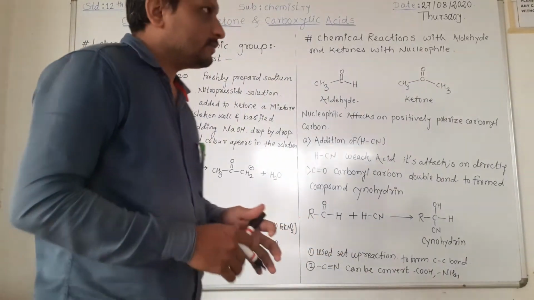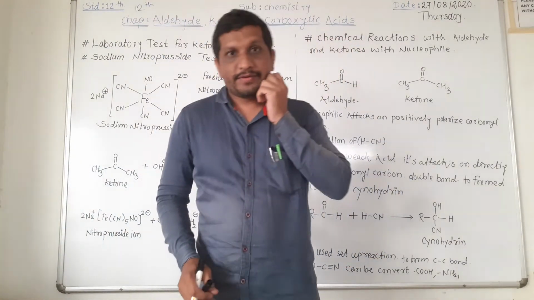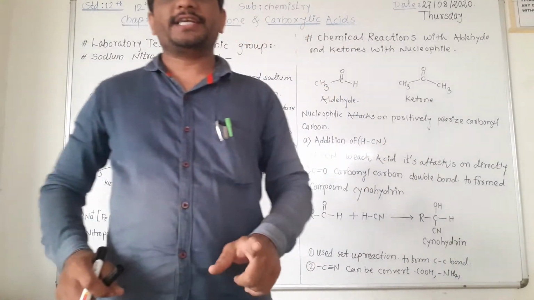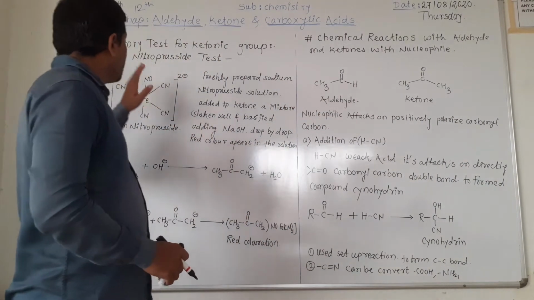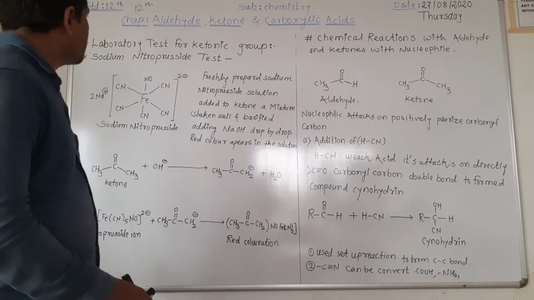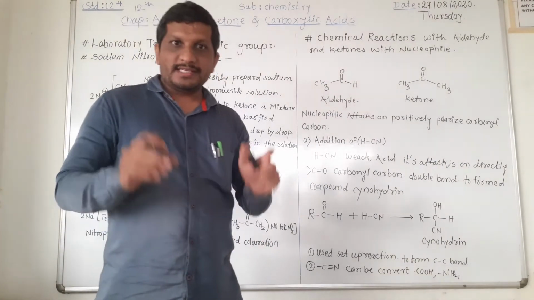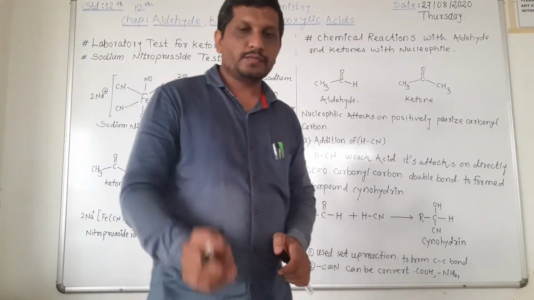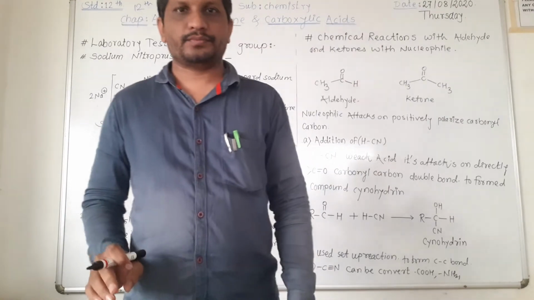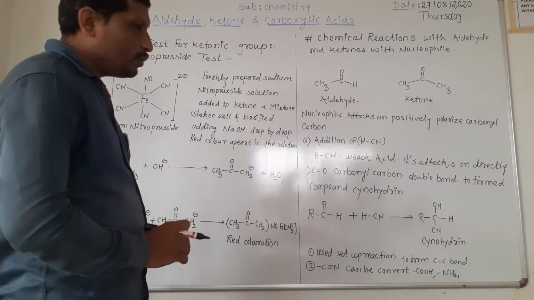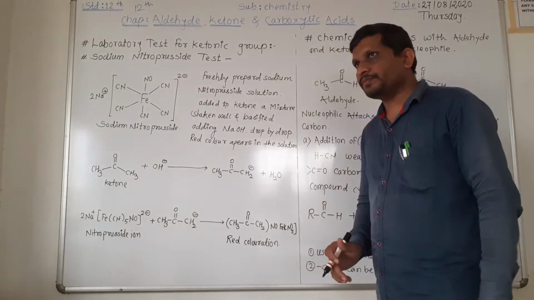Now, today we start the topic of laboratory tests of aldehyde and ketonic groups. In the previous lecture we saw the laboratory tests of aldehydes. Now, let's see the laboratory tests of ketones. The sodium nitroprusside test is useful to identify the ketonic functional group. Now here is how to detect or identify the ketonic functional group, the carbonyl group.